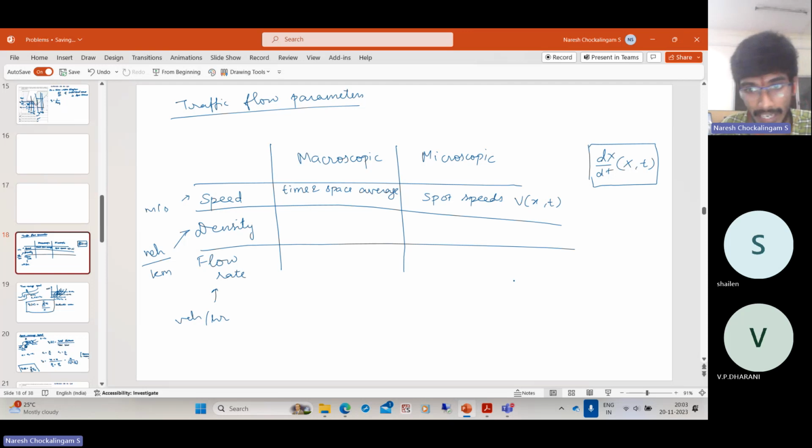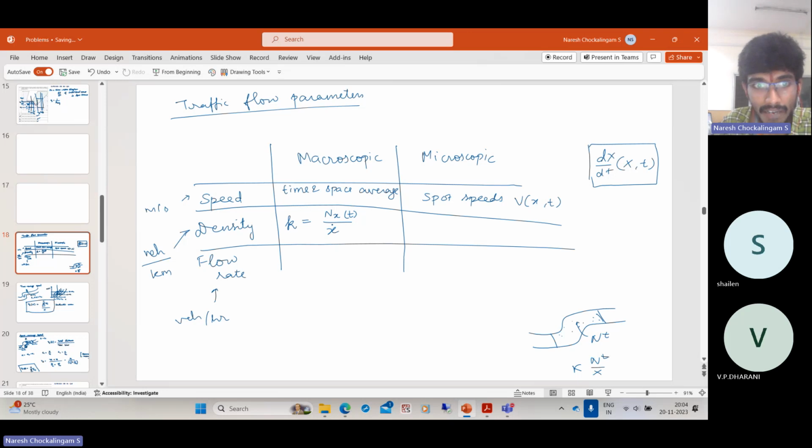Density, as I said, is to take this road stretch and count the number of vehicles. Suppose n number of vehicles are there at a time t, then the density, denoted by k, is n of t by x. So n number of vehicles in the given stretch divided by x, and this is a function of time. At different points in time, you can have different densities. The corresponding microscopic parameter: here you are considering an average value, all the vehicles divided by the distance.